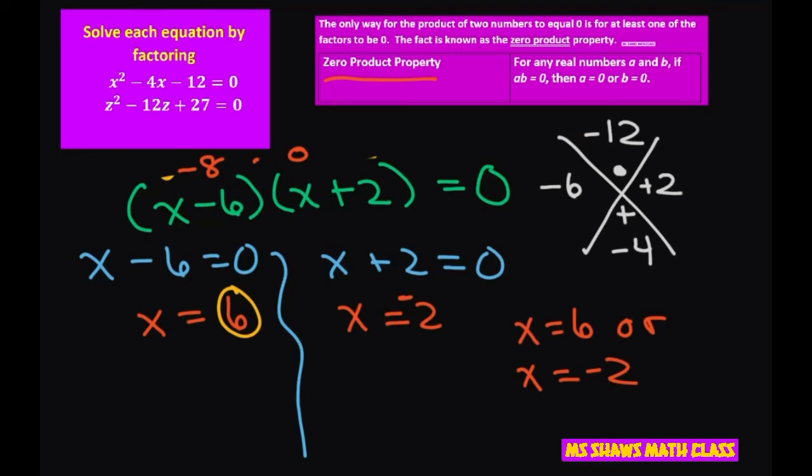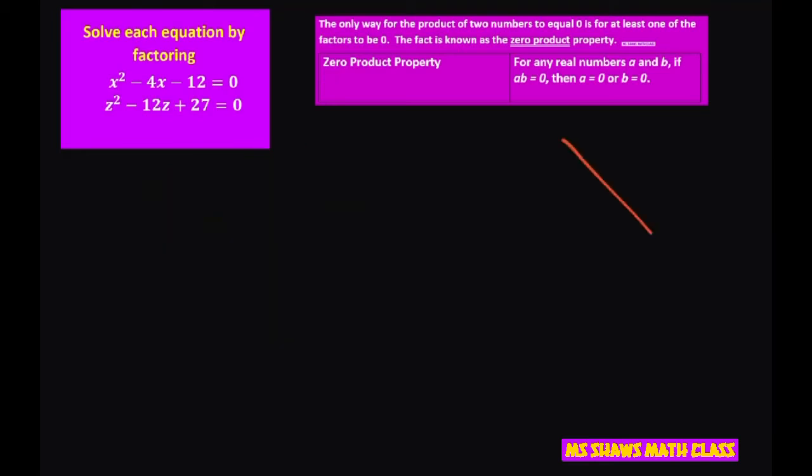Now the next one's very similar. So let's see what we have. We need a positive 27 and a negative 12. To get positive, both of these are going to have to be negative. So it's just going to be 9 and 3. So you multiply negative 9 times negative 3, you get 27. But when you combine them, you get negative 12.